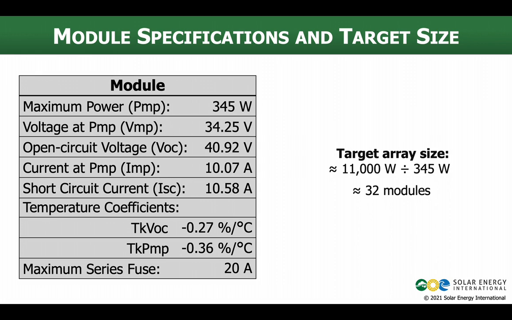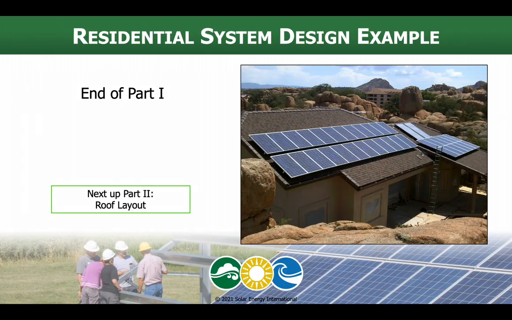We said we had space for this already. We'll see. We'll take a look at the layout here. Presumably they have the budget. We said that was good to go. So about 32 of these modules to make our array. Next, we'll look at the roof layout.